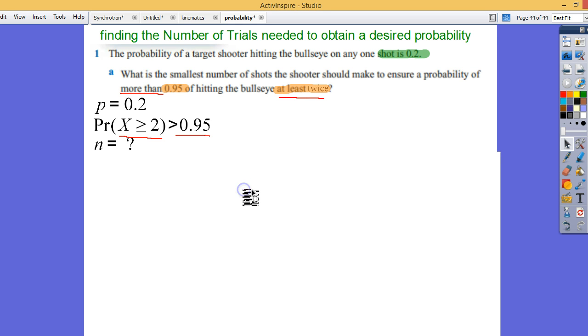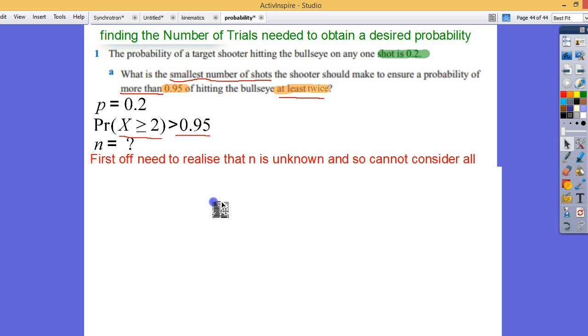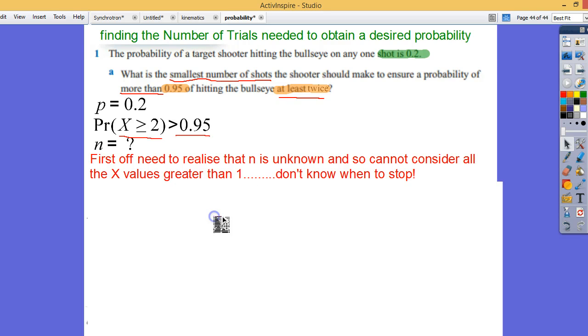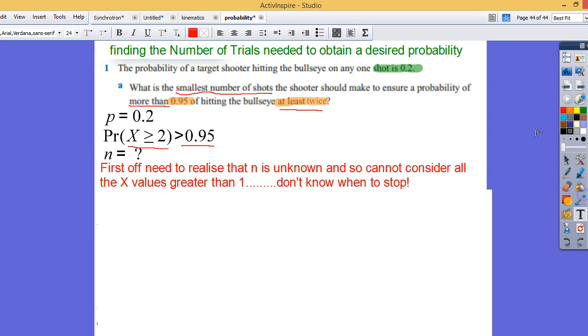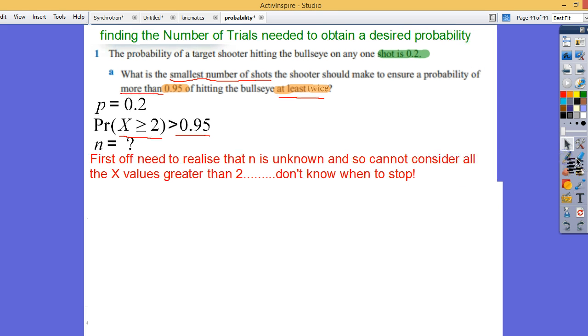Then, where's my information about n? That's what I'm after. What is the smallest number of shots is what I'm after. So first of all, n is unknown, so we can't consider all the values of x greater than 1, because we don't know when to stop. We can't go, what's the probability x equals 3 or 4 or 5 or 6 and add them all up, because what is the limit? N is unknown. So this is the first thing we've got to do.